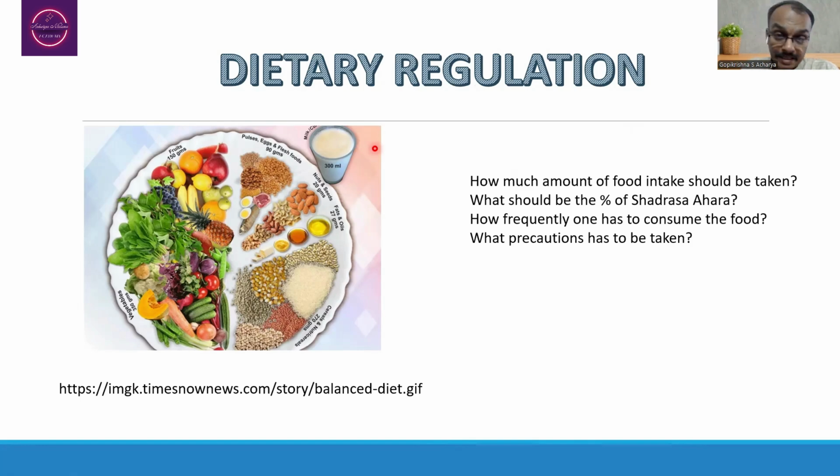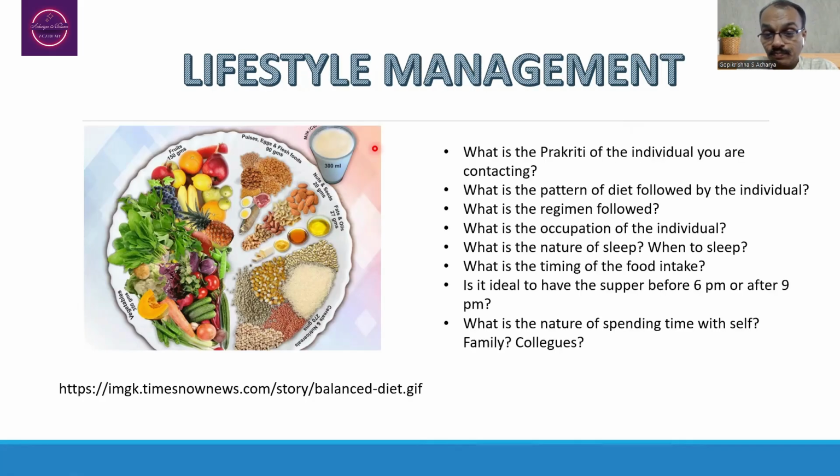What precautions have to be taken? In the sense, what are the rules and regulations, or do's and don'ts, the person has to follow whenever he is going to consume the food substances if you want to have a longer healthy life. So like that, the dietary regulation we can make out if we know about the fundamentals of Roga Nidana clearly.